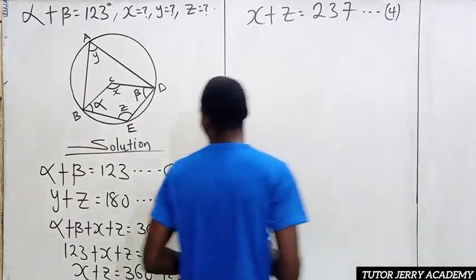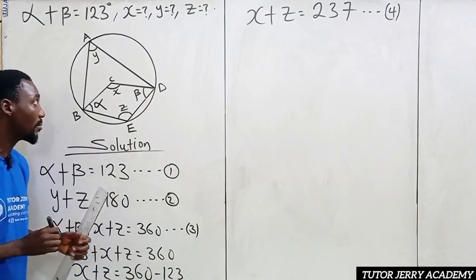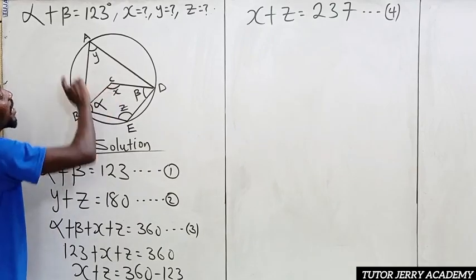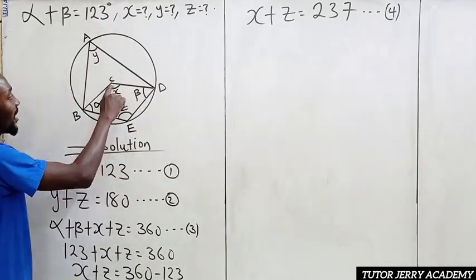All right. So now the next thing you are going to take note of here is this. You are going to observe here that this is the center of this circle. So this is the center of this circle.